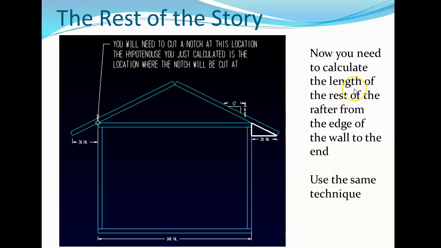Now you need to calculate the length of the rest of the rafter from the edge of the wall to the end of the rafter. So I have another triangle here, and it's the same distance. So it's 24 inches here. We don't know what the rise is exactly yet, but we know these triangles are similar.